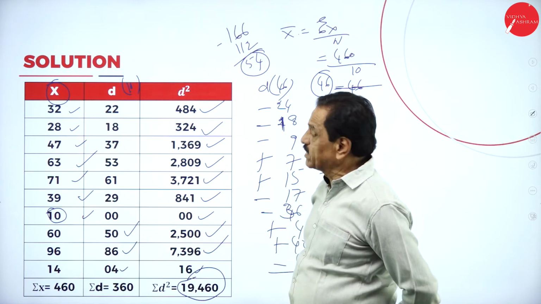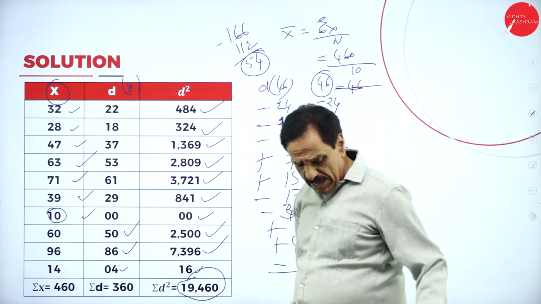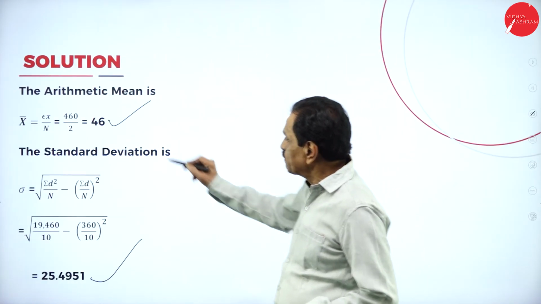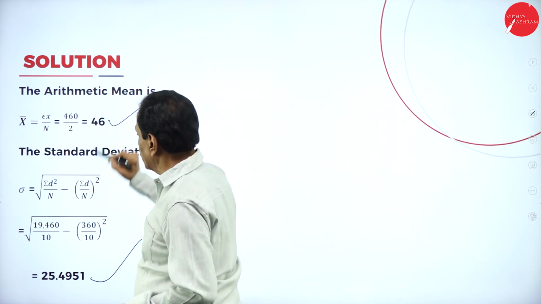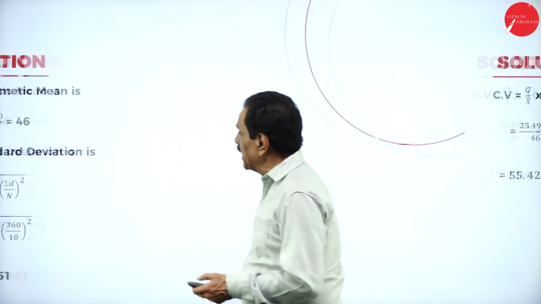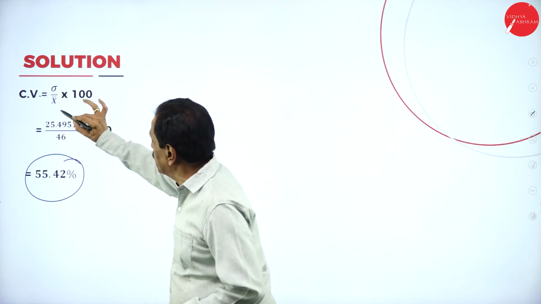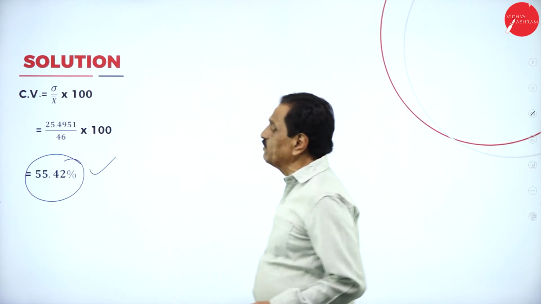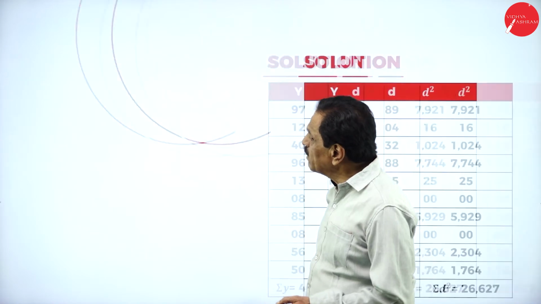If we add 360, square of this number, then we apply the formula mean sigma x over n, 46, with an application of standard deviation. CV equals standard deviation divided by mean into 100. Your answer is 55.42. Same thing we did for y.